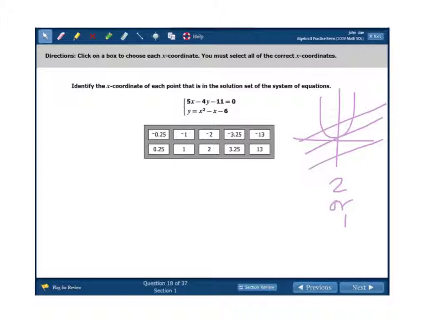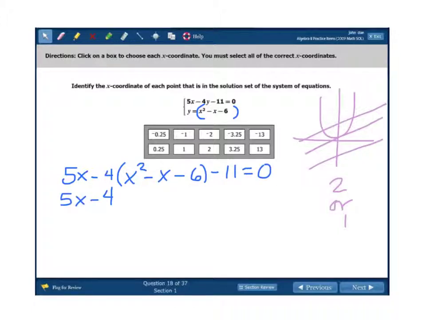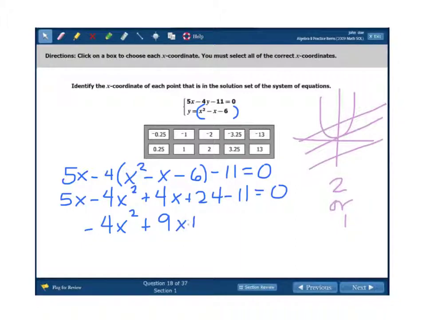I'm going to use substitution. I'm also going to use a different color. Let's go back to blue. y equals x squared minus x minus 6. That's going to replace the y in the first equation. So 5x minus 4 times the quantity x squared minus x minus 6 minus 11 equals 0. 5x minus 4x squared plus 4x plus 24 minus 11 equals 0. Combine my like terms. Leading coefficient is negative at the moment. I'm going to fix that in just a second. And multiply everything by -1, make it 4x squared minus 9x minus 13.